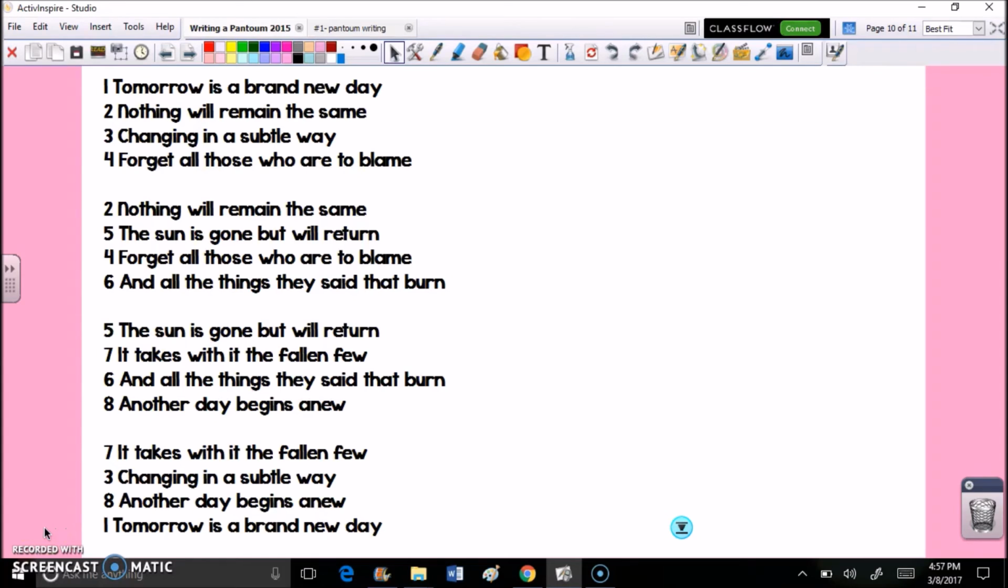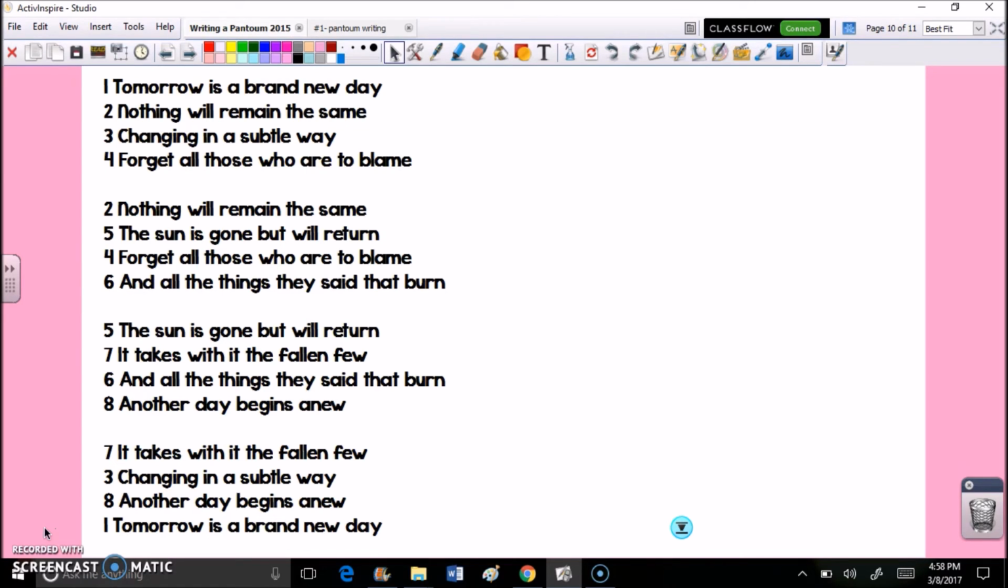Tomorrow is a brand new day. Nothing will remain the same. Changing in a subtle way. Forget all those who are to blame. Nothing will remain the same. The sun is gone but will return. Forget all those who are to blame and all the things they said that burn. The sun is gone but will return. It takes with it the fallen few. And all the things they said that burn, another day begins anew. It takes with it the fallen few, changing in a subtle way. Another day begins anew. Tomorrow is a brand new day.